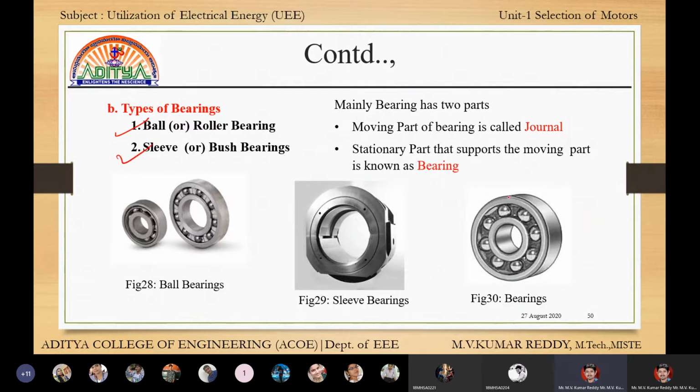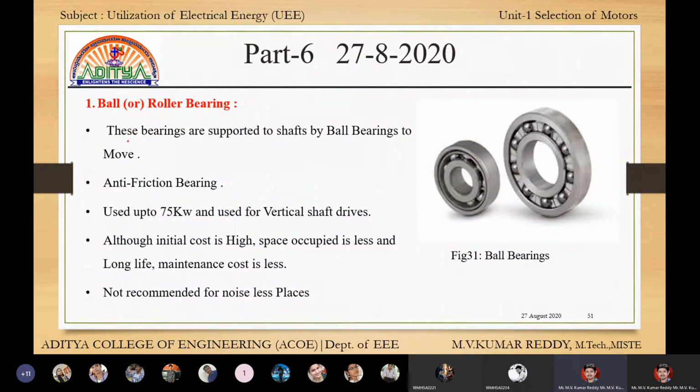Now in this bearing, this outer portion is called the journal, and this inner part is called the bearing. Next, ball bearing. From here, part 6, we are discussing today's topic. These bearings support the shaft by ball bearings to move. That means the shaft will be here, and it is the constant one, and this outer portion will be rotated.